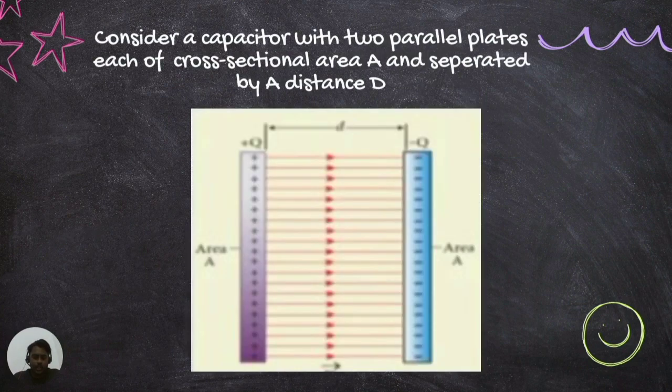For the next one, consider a capacitor with two parallel plates, each of cross-sectional area A and separated by a distance D. As you can see, the area A is placed on the left-hand side and the right-hand side, and they are separated by the distance D in the middle.